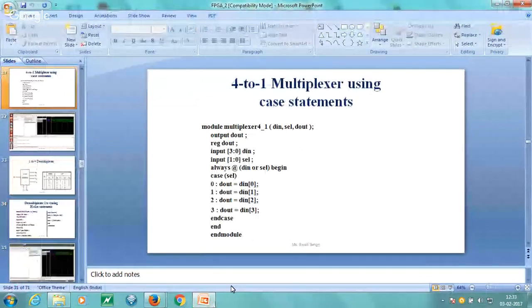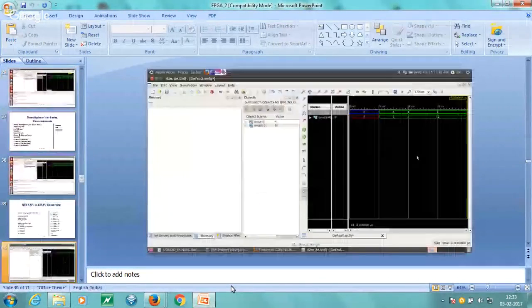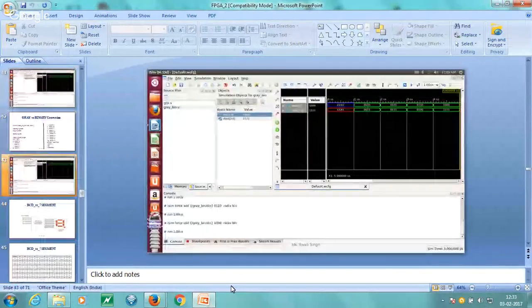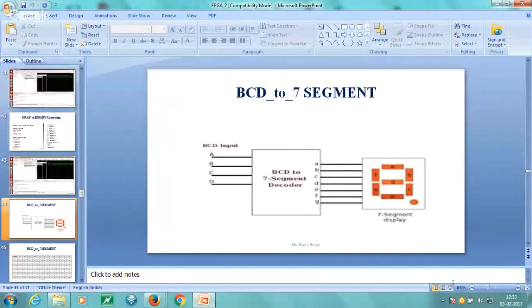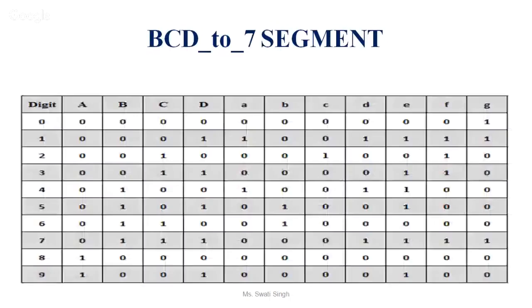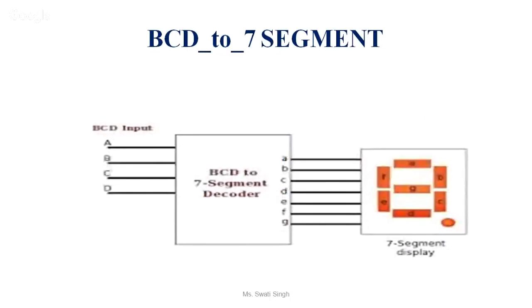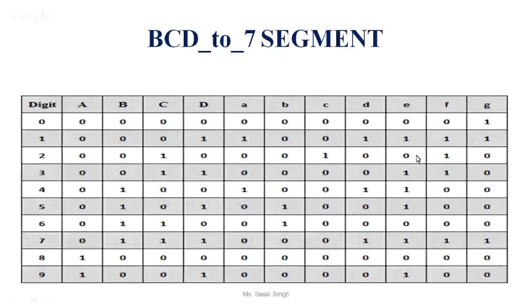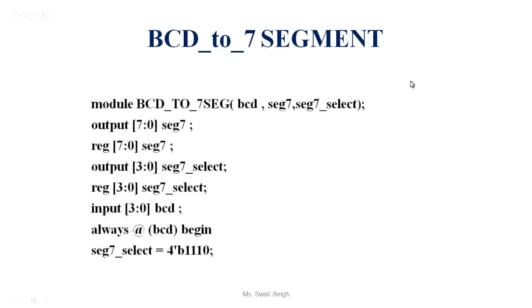You can do your programming with a case statement. There is an example of BCD to 7 segment. In case of BCD to 7 segment, there are 2 types of segment display: common cathode and common anode. In my case, when you want to glow a segment, give 0 to it. If you want to turn off a segment, give 1 to it. So this is a table for BCD to 7 segment. Here's a Verilog program for BCD to 7 segment.